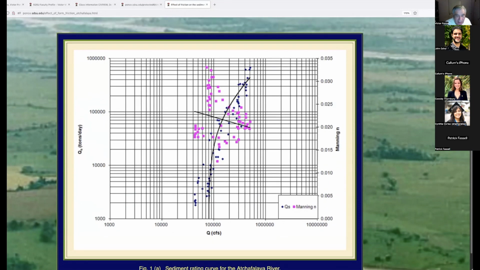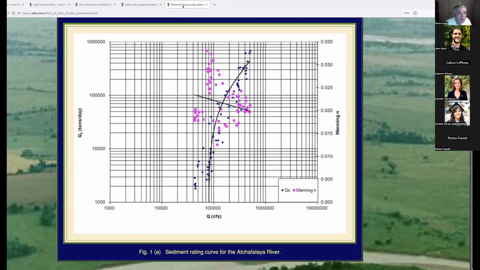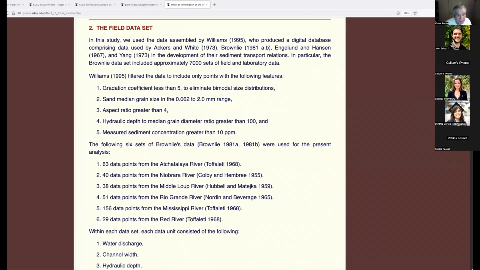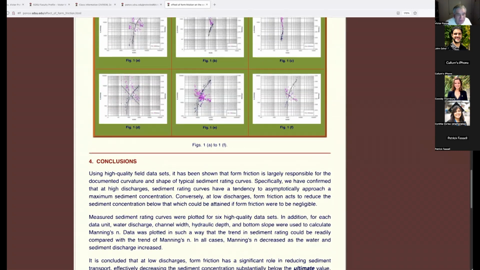This is the Atchafalaya River. Uh-oh. Lost it. I know what it is, but I'm not going to complain at this point.